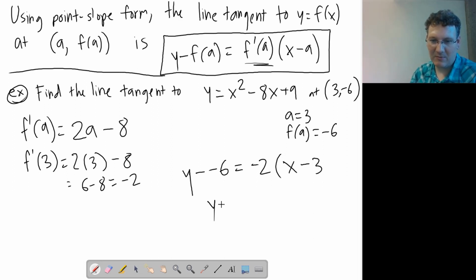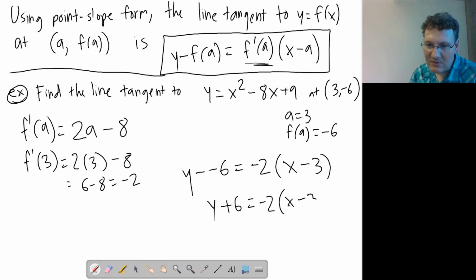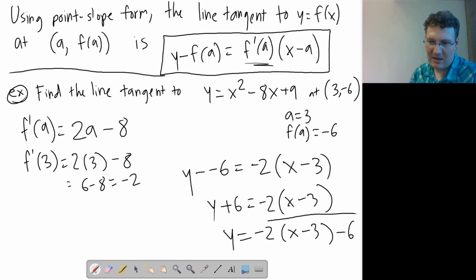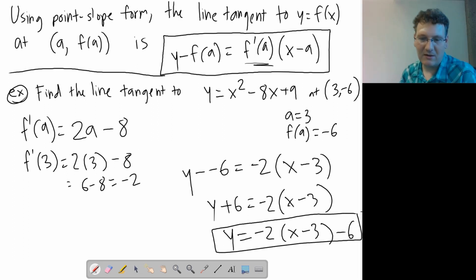Let's just clean it up a little bit. y plus 6 equals negative 2 times x minus 3. If you, like me, like to have the y alone, you can do that. y equals negative 2 times x minus 3 minus 6. But any one of those is fine, but this is the one I'm going to go with. That's the equation of the tangent line that we're looking for here.